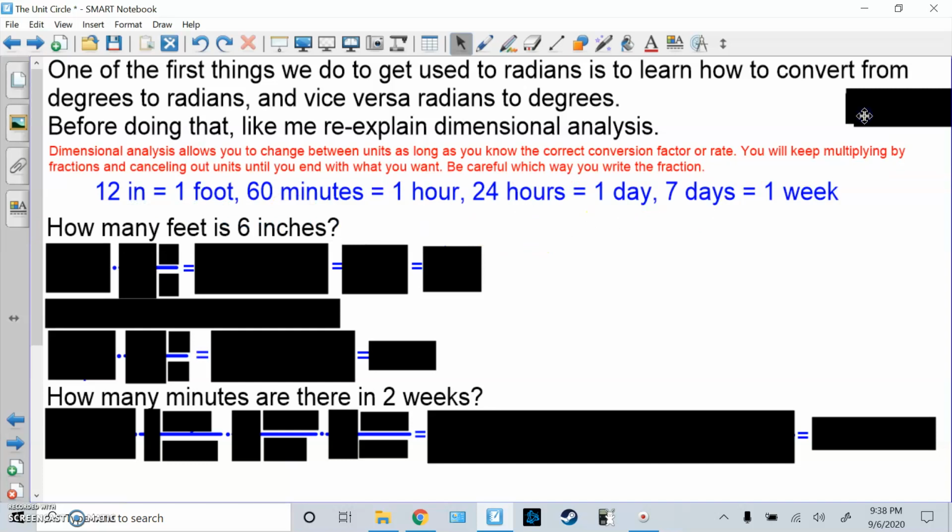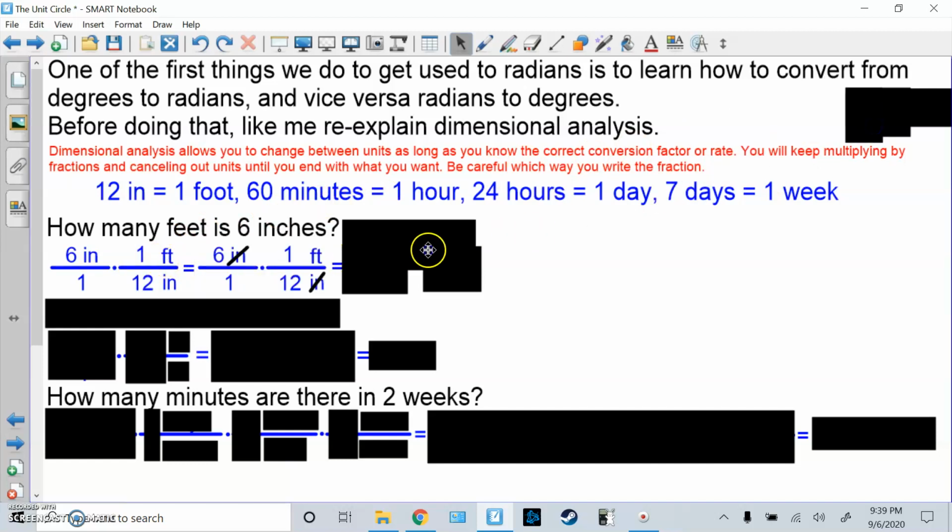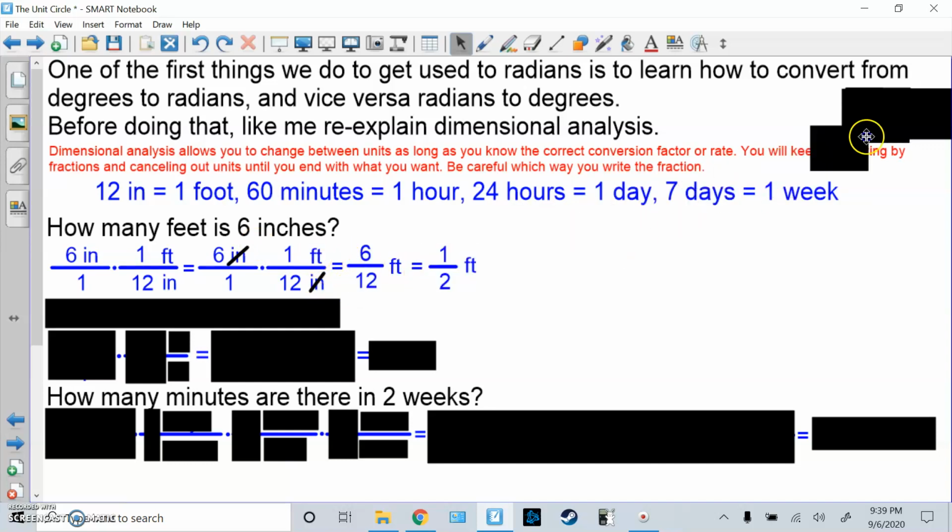So question 1, how many feet is 6 inches? We start with 6 inches, I'll put 6 inches over 1. Now I need to get rid of inches. I need inches on the bottom, and then feet on top. The correct conversion is 12 inches is 1 foot. So I put 12 on the bottom, 1 on top. Now I can cross out the inches, because inches cancel inches. So you can do the number separate and the unit separate. Now I just multiply, that's 6 over 12. All we have left is feet, and that reduces to 1/2 foot. So you know 6 inches is half a foot.